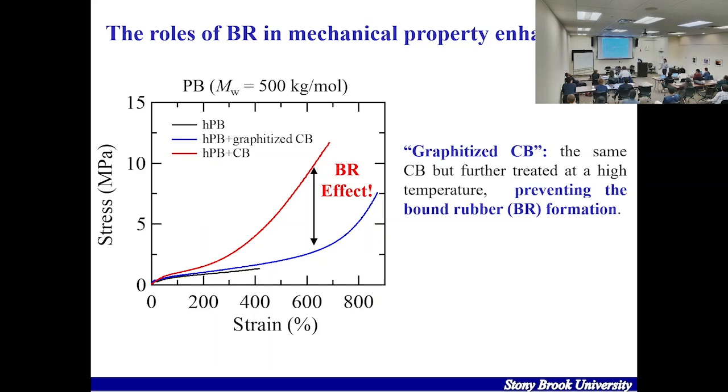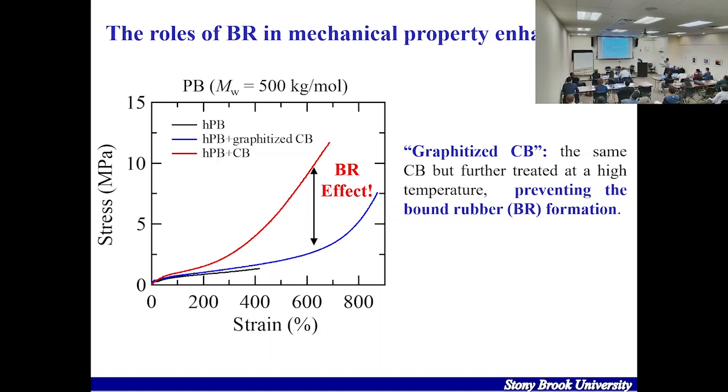But the only difference is this carbon black, we heat it before we mix with the polymer at the high temperature. So what's happening here is this carbon black, right? At the surface, there is a surface functionality, including the carboxyl group or something. So that group is gone at the high temperature. So what we found is actually, after the process, there is no bound polymer. So if we use the carbon black, we call it graphite carbon black system, mixed with the polymer.